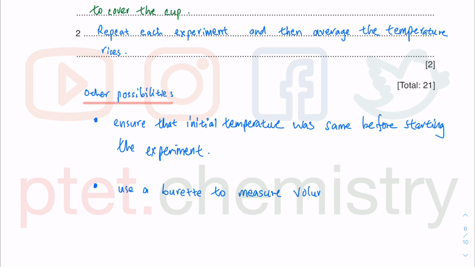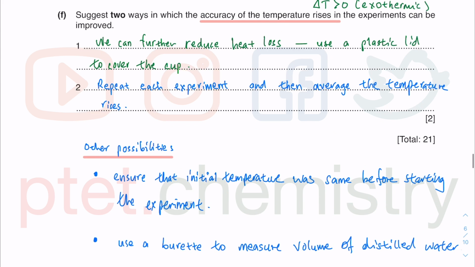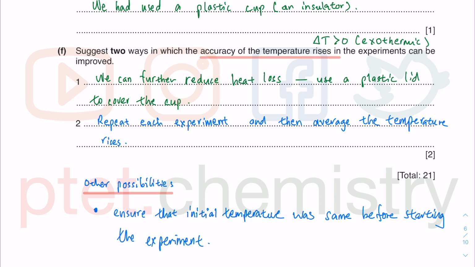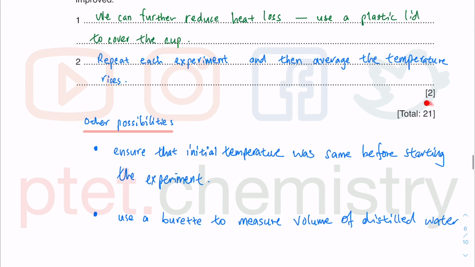And if you have gotten all the volumes measured accurately, then you expect the reacting volumes of solution to be more accurate, and therefore this will result in more accurate temperature rises. That's it for this 21 marks overall thermometric titration question.